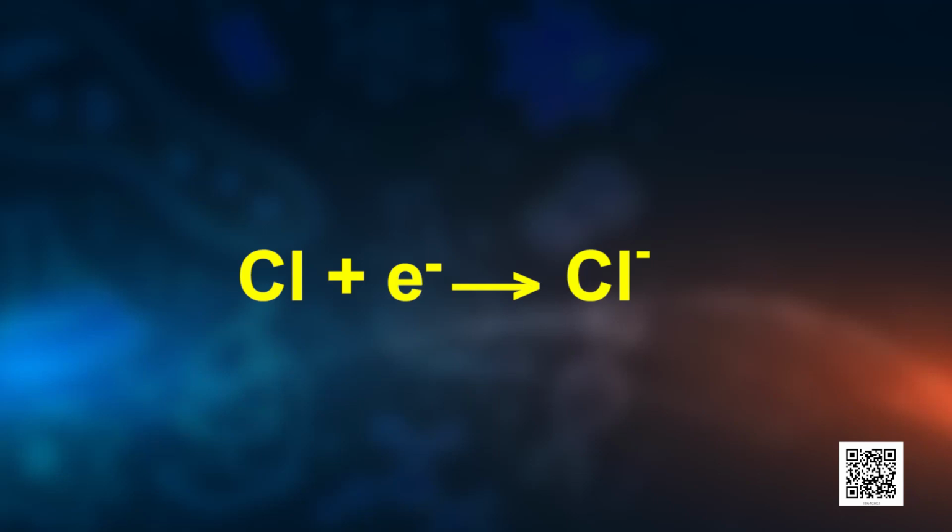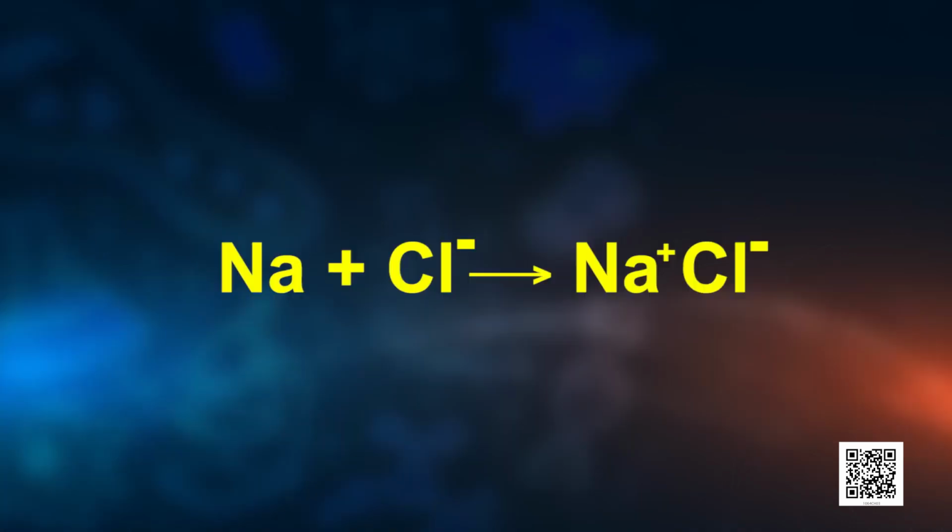Well, the chlorine atom, which is just one electron short of completing its octet, takes that electron. Yes, it grabs the electron and becomes chloride ion. And well, how will you represent the formation of sodium chloride in writing? Look here, Na plus and Cl minus, they are held together to form NaCl.